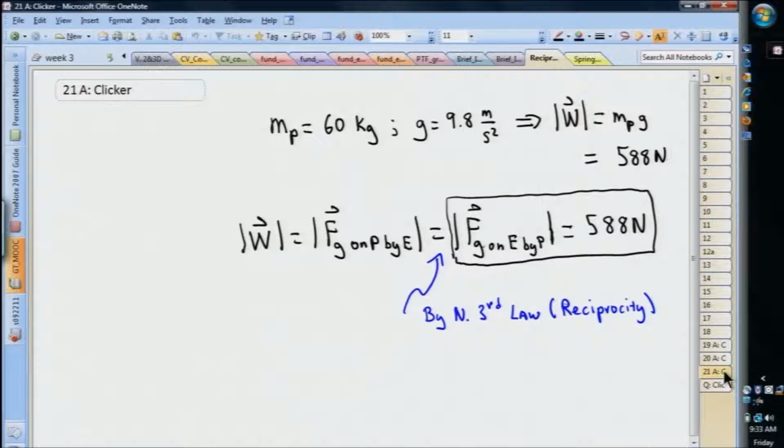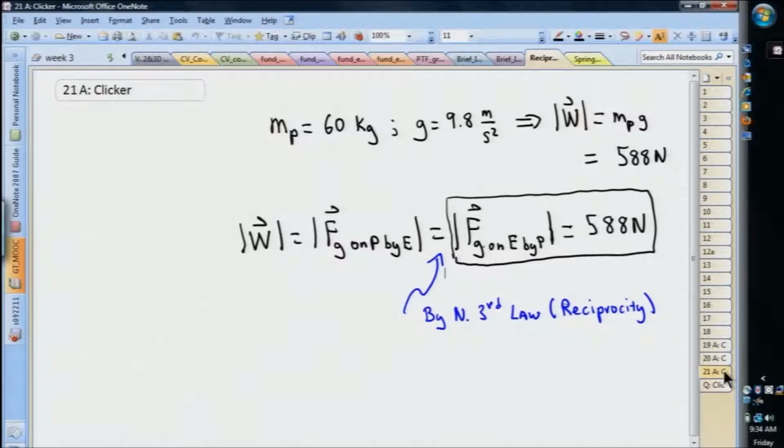It may seem peculiar that objects of such very different size, like the Earth and a person, can exert the same magnitude of gravitational force on each other, but that's what reciprocity says. Now, here, let's be careful to note that just because the Earth and the person experience the same magnitude of gravitational force does not mean that this gravitational force has the same effect on each object. Say, for example, the same effect on each object's motion.